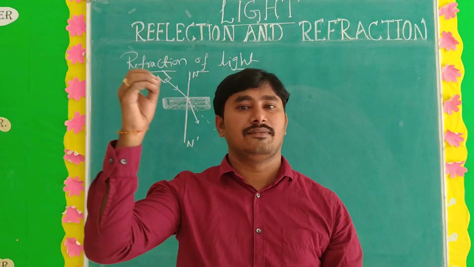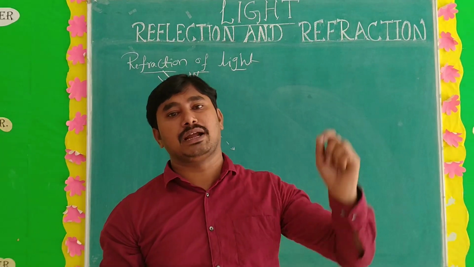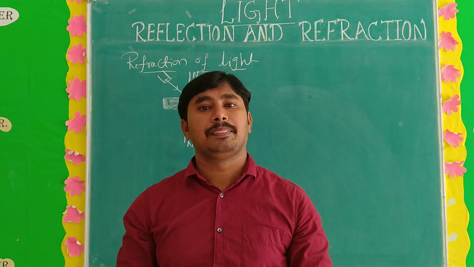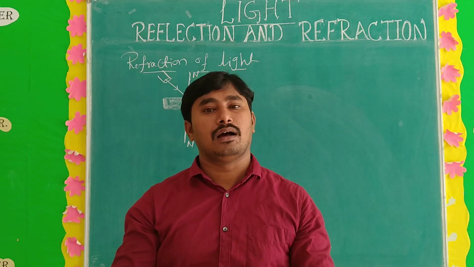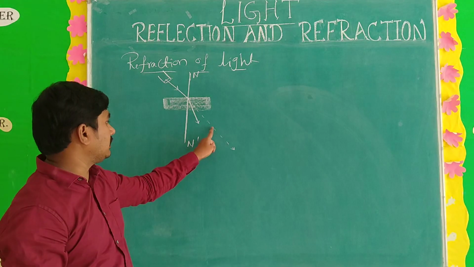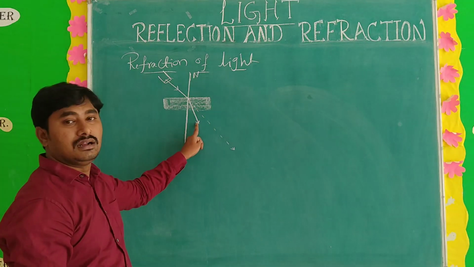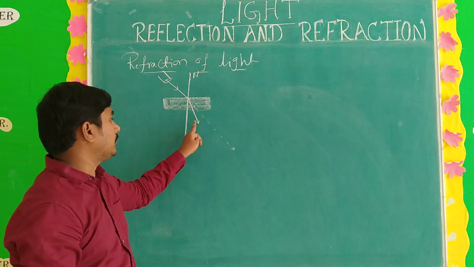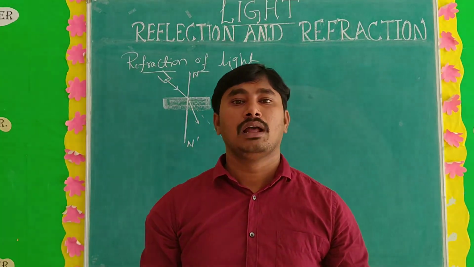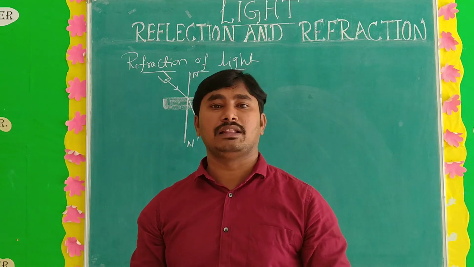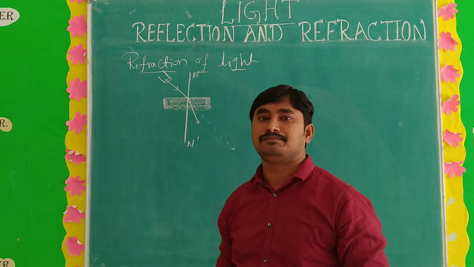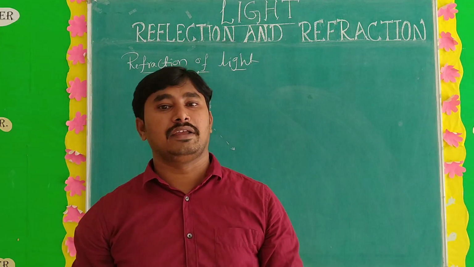But in reflection, the light ray falls on a smooth surface and comes back to the same medium. In refraction, when the light ray falls on any transparent medium, the light ray goes into another medium, and its original path deviates, which means the original path changes. That phenomenon is nothing but refraction of light. In reflection only one medium is there, but in refraction two mediums are there. Light travels from the first medium to the second medium. That is called refraction of light.